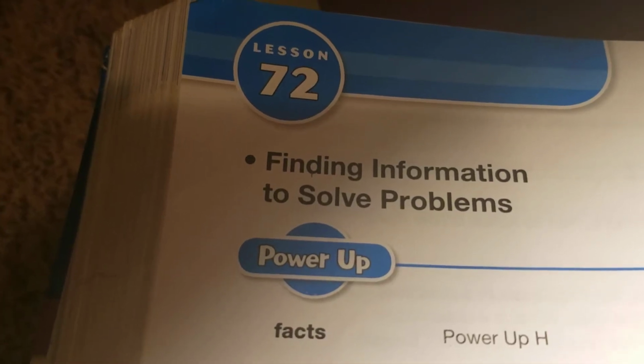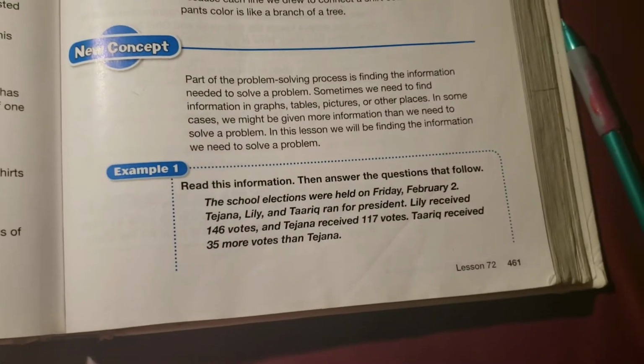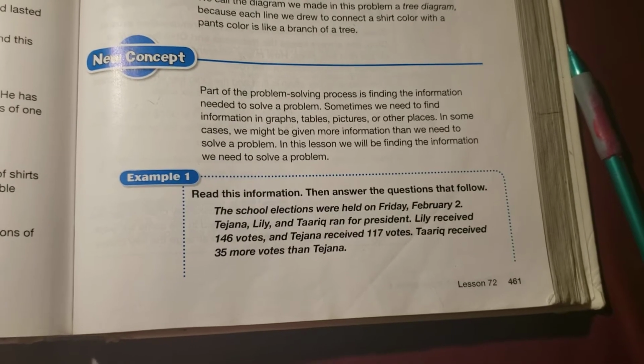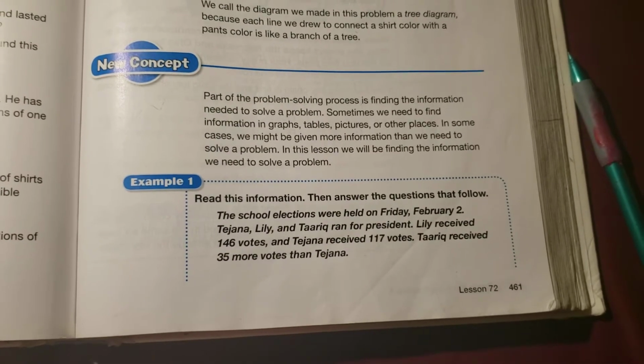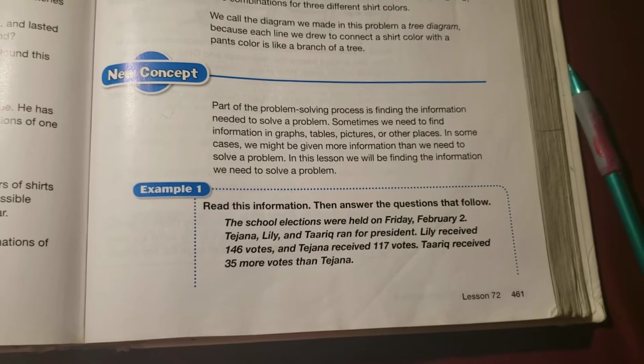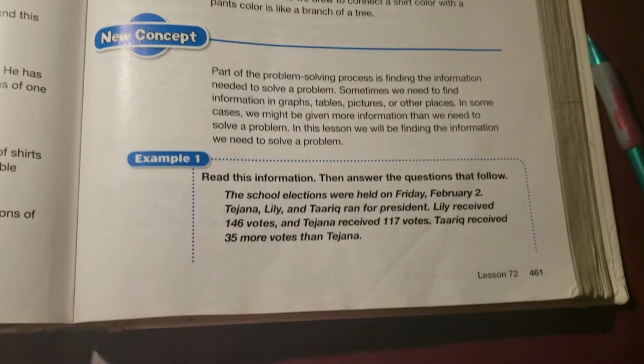Alrighty, we are on lesson 72, which starts on page 461. So this says, part of the problem-solving process is finding the information needed to solve a problem. Sometimes we need to find information in graphs, tables, pictures, or other places. In some cases, we might be given more information than we need to solve a problem. In this lesson, we'll be finding the information we need to solve a problem.